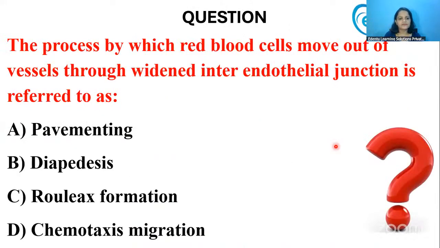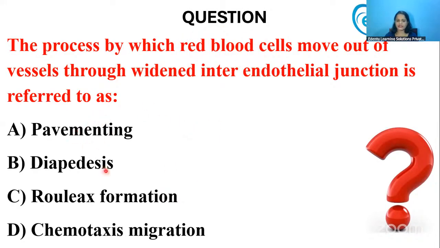Next question. The process by which red blood cells move out of vessels through widened interendothelial junction is referred to as what? Is it pavementing, or diapedesis, or rouleau formation, or chemotaxis migration? They are talking about RBCs, not neutrophils. You should know that they are talking about RBCs and not neutrophils.